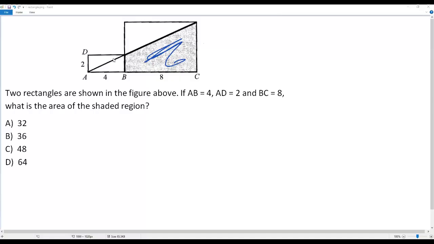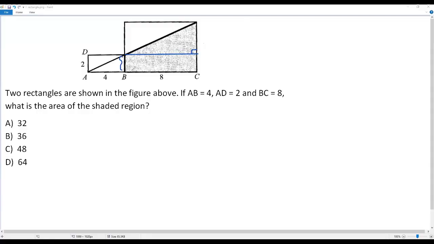Okay, now let me draw a horizontal line over here. So this horizontal line splits the shaded region into two parts. One is a rectangle over here, and the other one is a right triangle over here, because we have a right angle here.